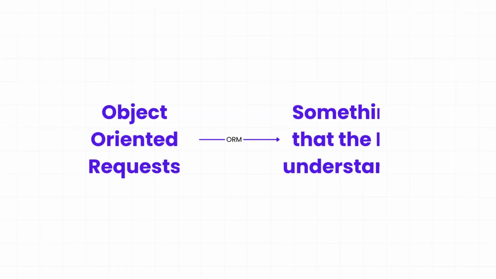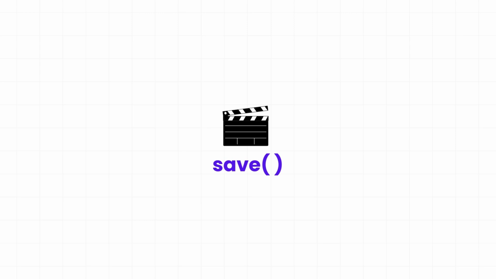So, what does ORM do? Think of it as our waiter. It translates your object-oriented requests into something the database understands, and vice versa. You want to save a new movie? Just create a movie object and call save. The ORM handles the SQL, the table, the columns, all the kitchen details you'd rather not deal with.